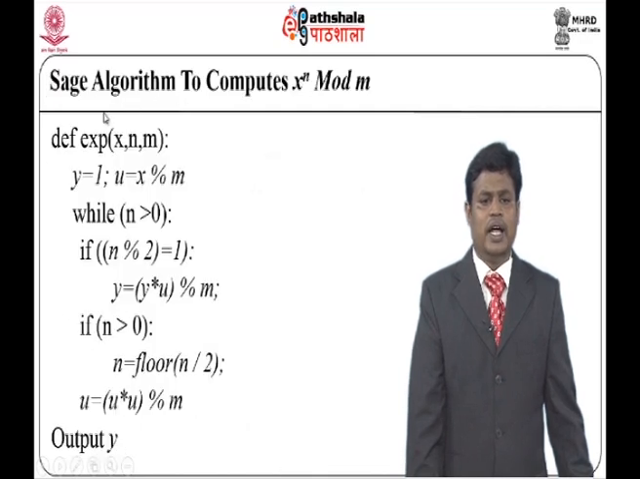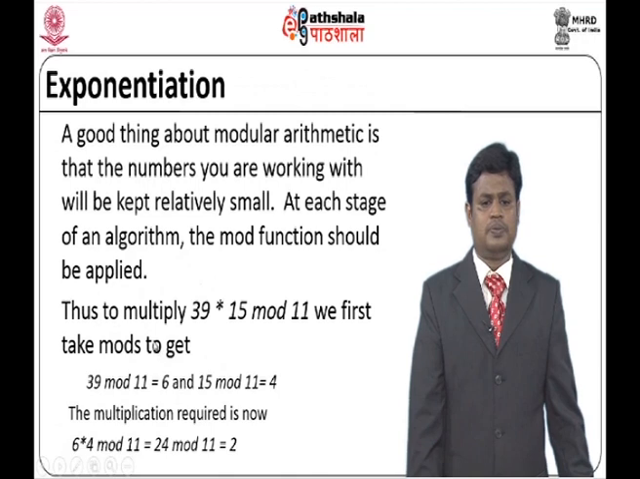So this is the Sage algorithm to compute x power n mod m. The function is given an expression with x as the value, exponent value n, and m as the modular value, that is the modulus, where you take initial value y equal to 1 and u equal to x mod m. While n is greater than 1, we check whether n mod 2 is 1. If it is 1, we perform multiplication mod m, and otherwise you take the floor value, whatever you perform mod, and finally you get the output y, that is your result.